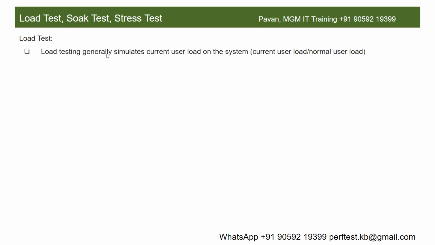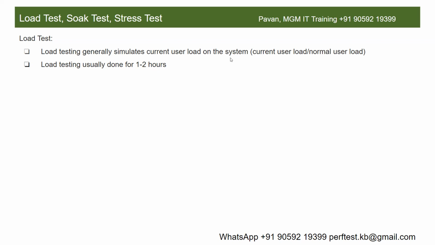As we discussed yesterday, when we are doing load test, we simulate the current user load, or normal user load, on the system. System means application here, whatever application we are testing, be it ICICIbank.com or HDFC Net Banking or any application. Or WhatsApp, can we test WhatsApp also? Be it WhatsApp or Facebook, we can test them also. Yes, we do. Someone will be doing performance testing for WhatsApp, Facebook, Instagram, these kinds of applications as well.